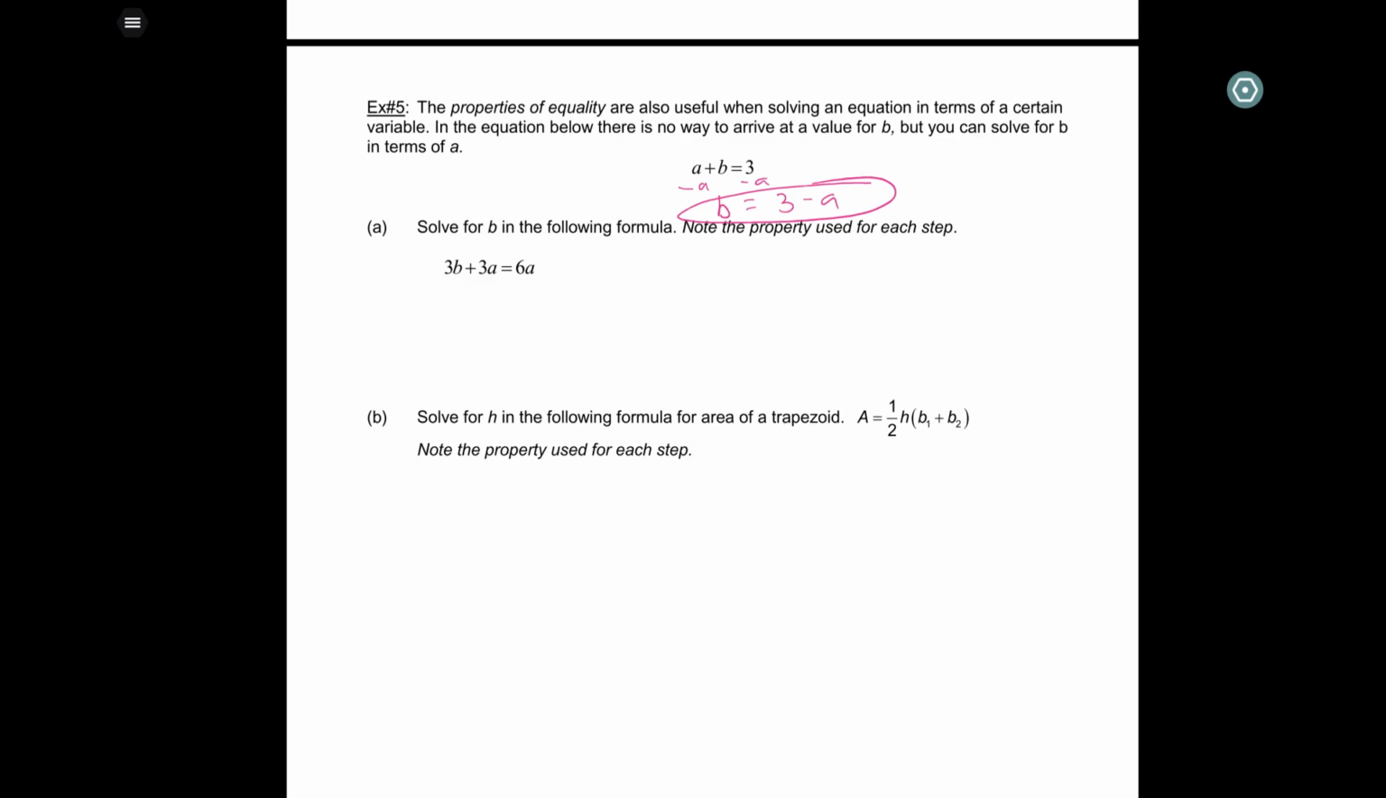So, solve for b in the following formula. Note the properties for each step. So I'm going to subtract 3a on both sides. So that's the subtractive property of equality. 3b is equal to 6a, let's see, minus 3a. So it's going to be 3b is equal to 3a. Now I will divide both of these by 3. And I get b is equal to a.